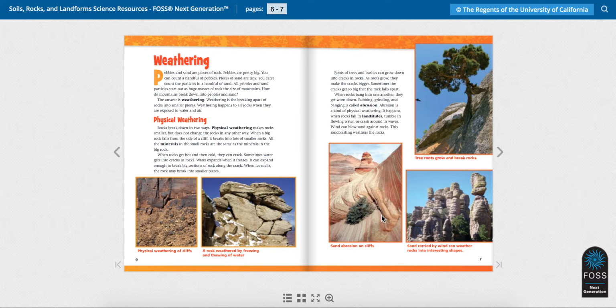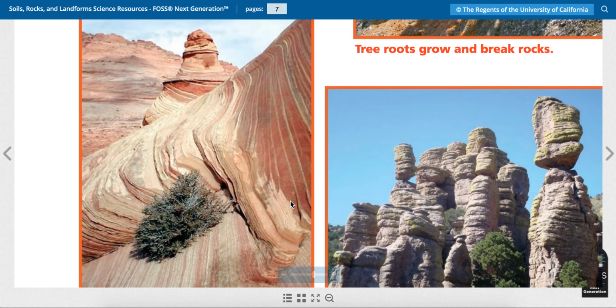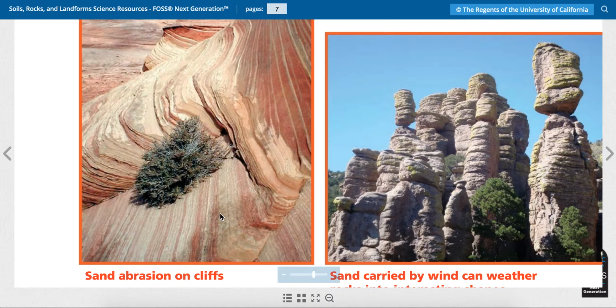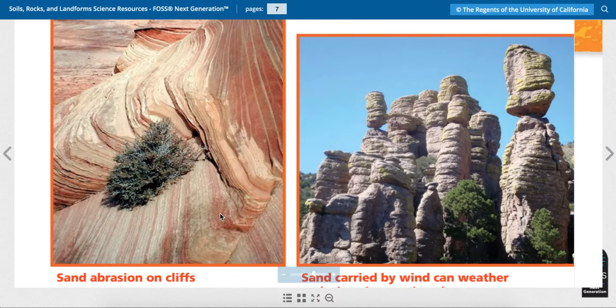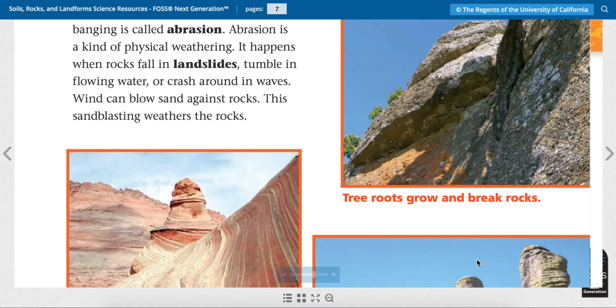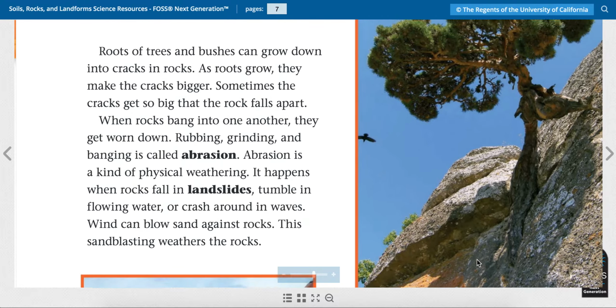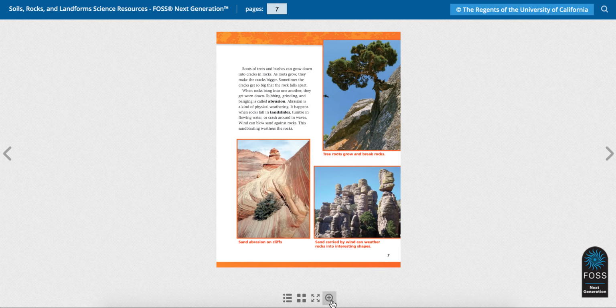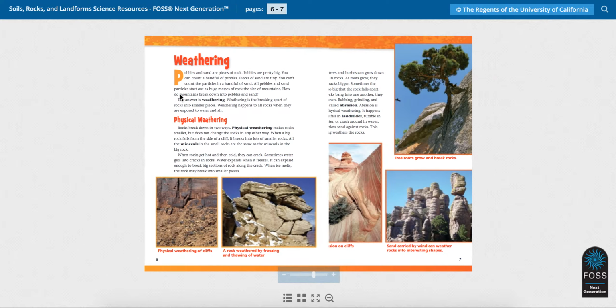Let's take a look at this page. Sand abrasion on cliffs. So maybe sand can cause weathering. On the right side, it says sand carried by wind can weather rocks into interesting shapes. Huh, that's an interesting thing to learn. And in this picture, it shows tree roots grow and break rocks. So I guess trees can cause weathering too. All right, let's start reading.